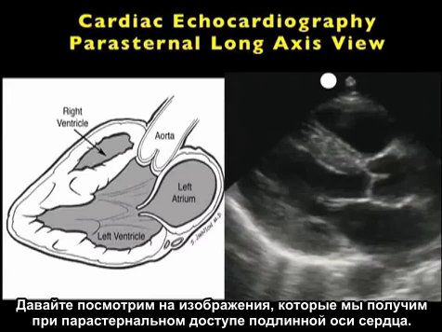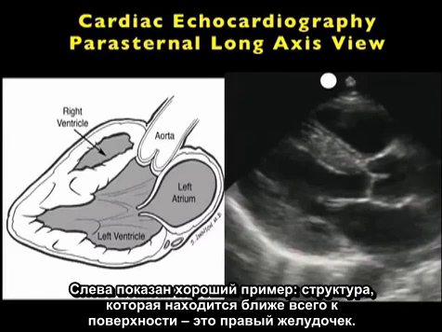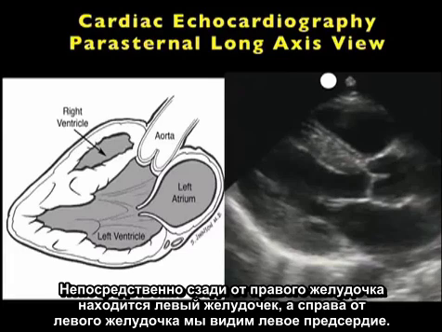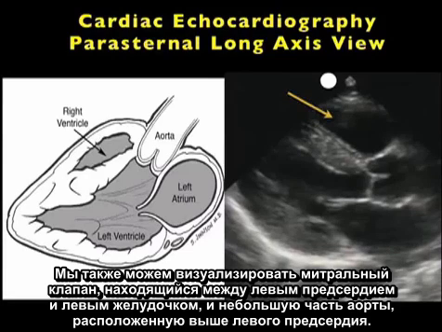So now let's take a look at the images that we'll obtain by performing the parasternal long axis view of the heart. Here's a nice pictorial to the left, and what we see is that the most superficial structure will be the right ventricle. Notice that the right atrium is not seen from this plane. Directly posterior to the right ventricle will be the left ventricle, and to the right of the left ventricle will be seen the left atrium. We can also see the mitral valve in between the left atrium and the left ventricle, and a little bit of the aorta above the left atrium.